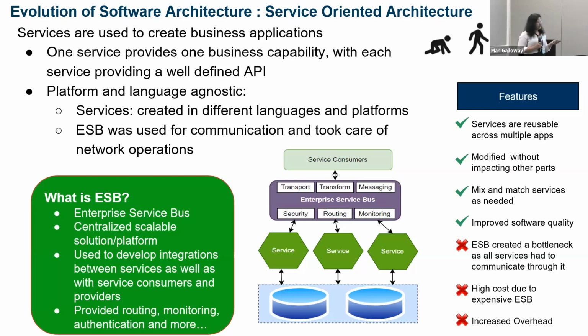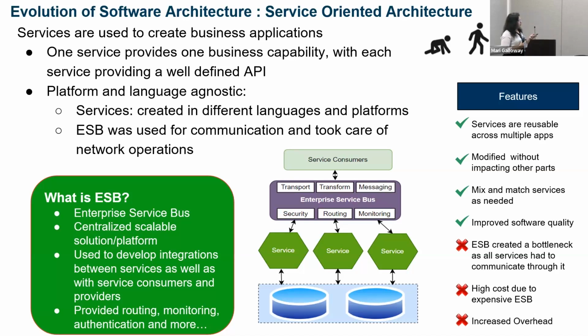So now what is an ESB? ESB is an enterprise service bus, which sits in the middle, and it acts as a centralized platform and takes care of all the items such as transport, routing, monitoring. All of those things were taken care of by the enterprise service bus for all of the individual services.